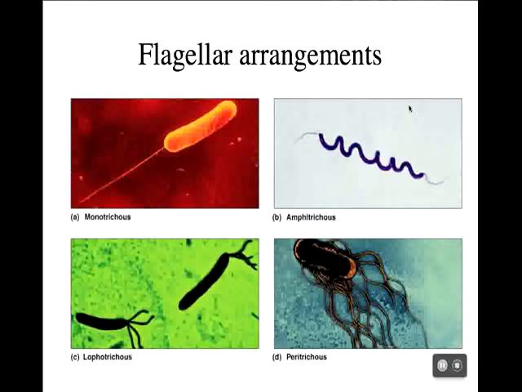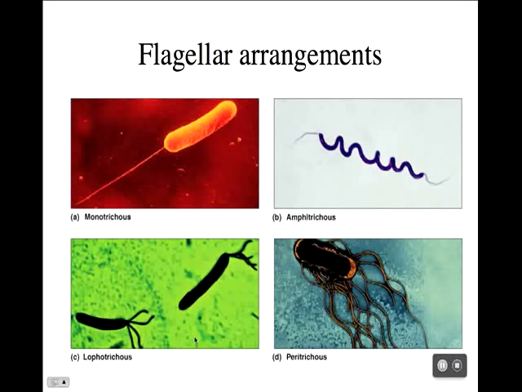Now we can describe organisms according to their flagellar arrangements. You could call a cell monotrichous if it had one flagellum extending from the pole of the cell. Some organisms have two flagella, one at each end. That's called amphitrichous. Amphitrichous organisms have two flagella, one at each end.